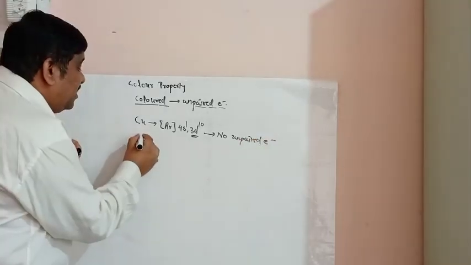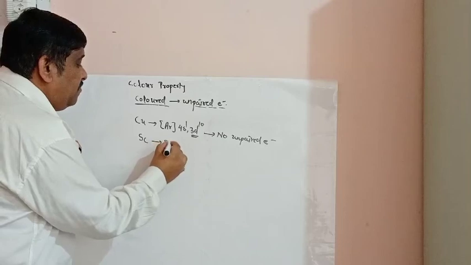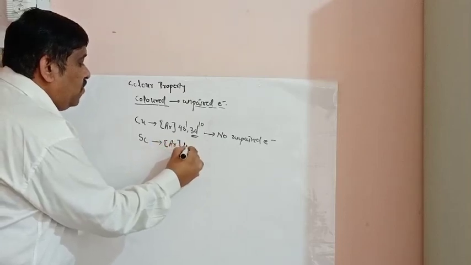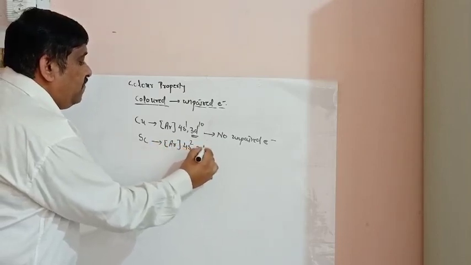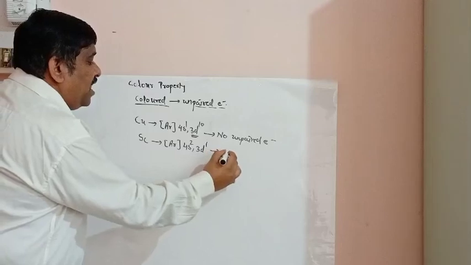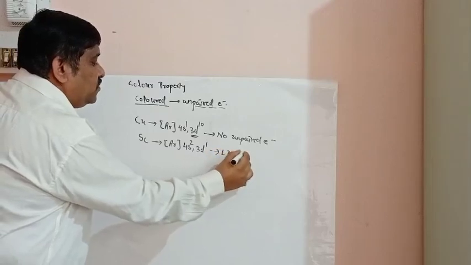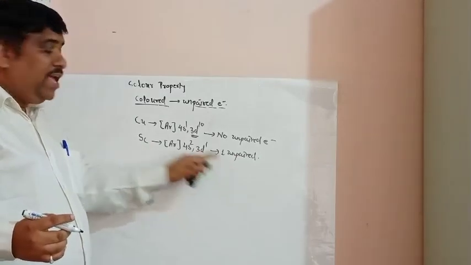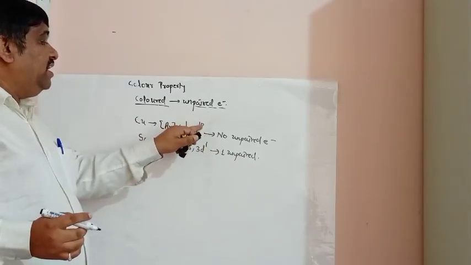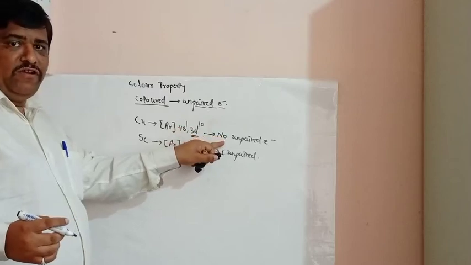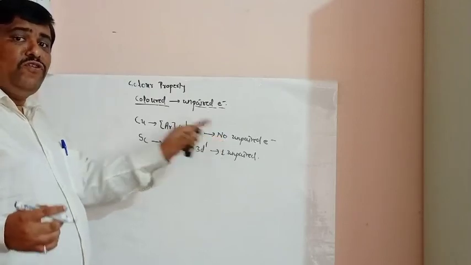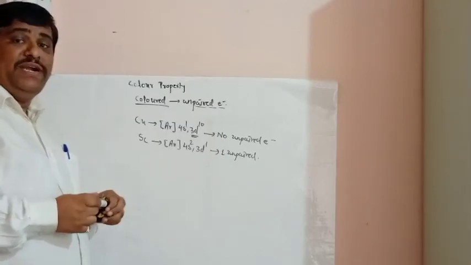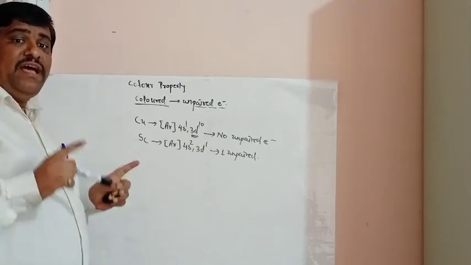Whereas if you take scandium, you are going to have argon 4s2 3d1. So here one unpaired electron. So here you can see the scandium is having one unpaired electron and copper is having d10, no unpaired electron in it. Therefore, you know the condition for the color property: there must be an unpaired electron.